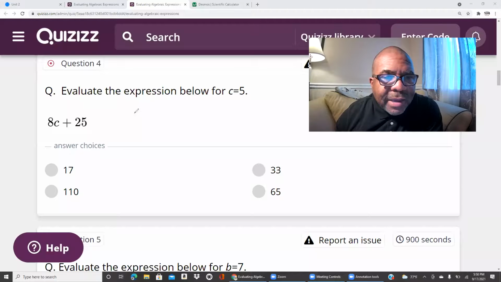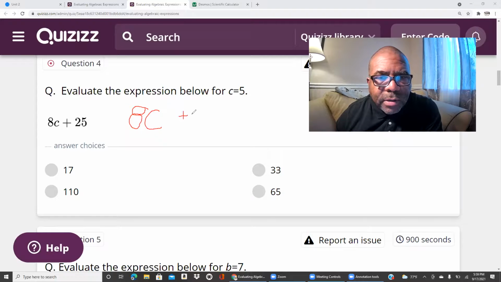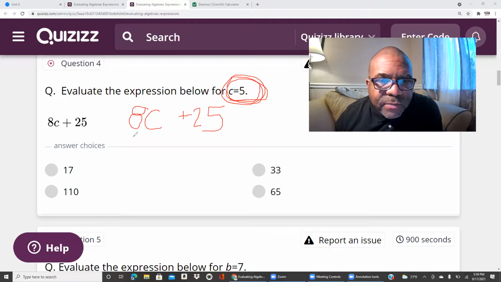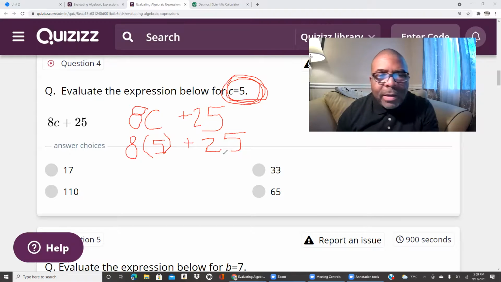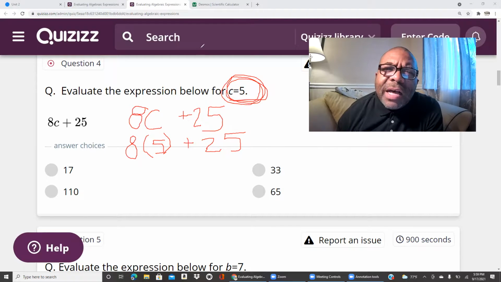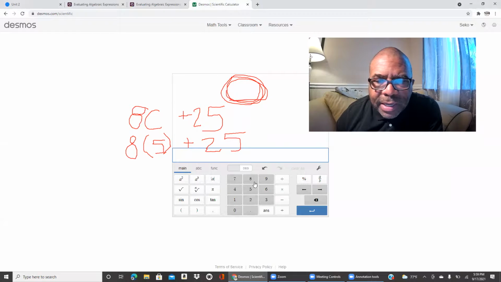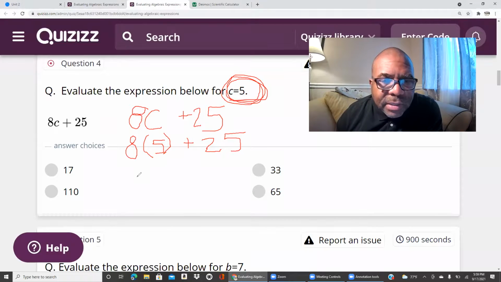Okay, so let's do this one. 8c, and remember, I tell you, always rewrite it. When you rewrite things, it goes in your brain a little deeper. Okay, so 8c plus 25. And now we have here that c equals 5. So instead of putting 8c, I'm going to put 8, 5. Now I'm just putting a 5 in parentheses. Just putting it into parentheses, all right? And so now we have 8 times 5. So what would 8 times 5 be? All right, we can go to our handy dandy decimals. 8 times 5 is 40. So now we come back here, right? And we say, so this is 40.